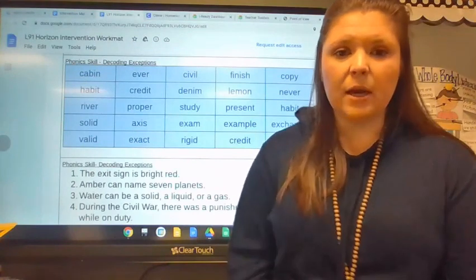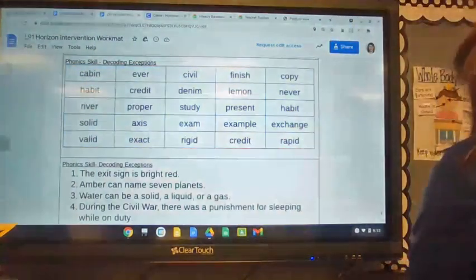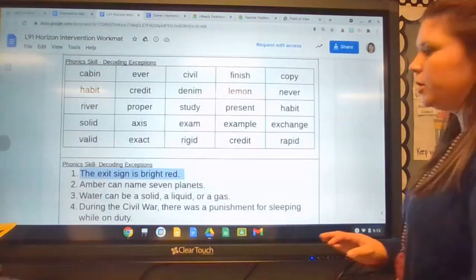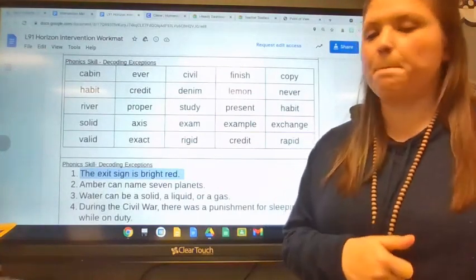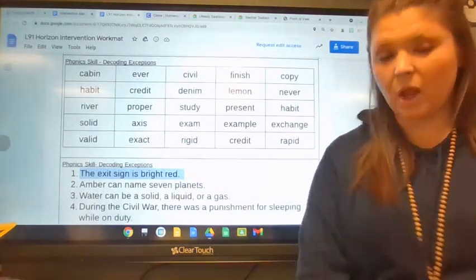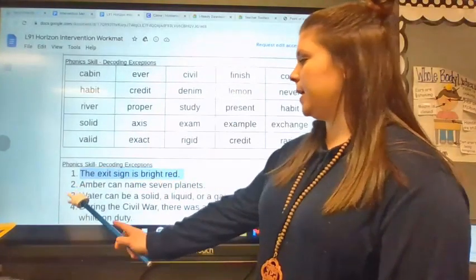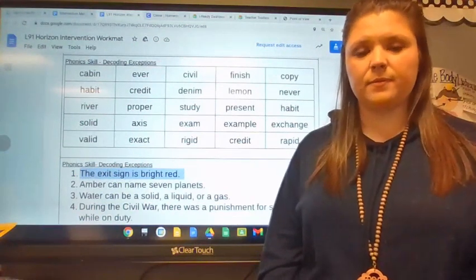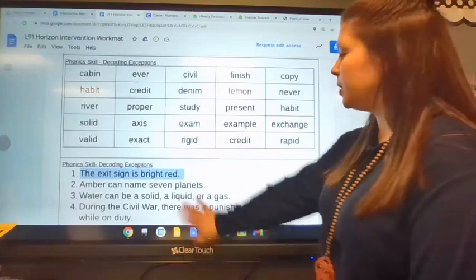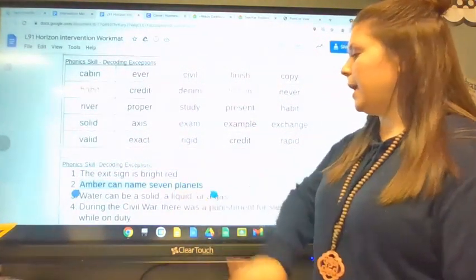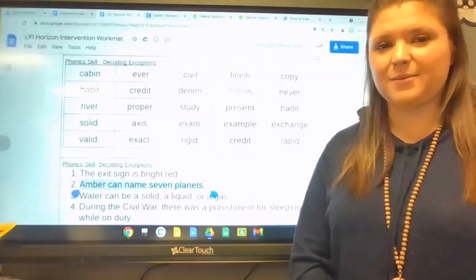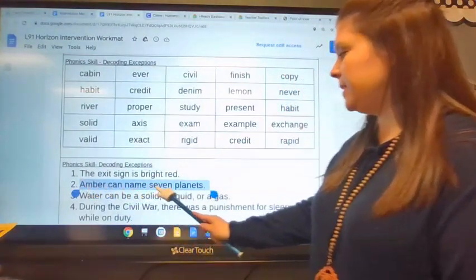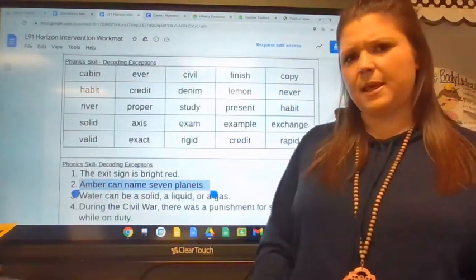Great job, guys. Now what you're going to do is you're going to read the 4 sentences at the bottom. Let's just start with sentence number 1. When you're done reading sentence number 1, I want you to give me a thumbs up. All right, let's go through and read this together. Ready? Read. The exit sign is bright red. What color is the exit sign? All right, number 2. Amber can name 7 planets. I'm sorry, I should have let you read that first. Let's read it together since I've already read it to you. Ready? Read. Amber can name 7 planets. Who can name 7 planets?